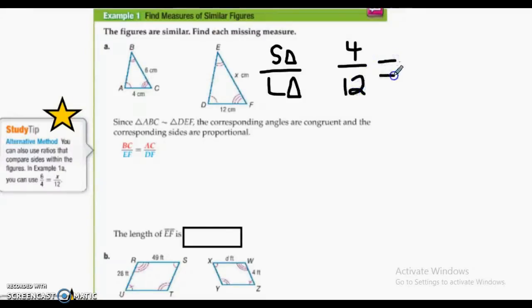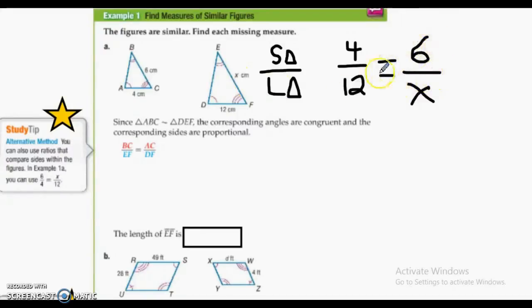And that's going to equal any other sides that correspond. Well, AB corresponds to ED, but I don't have any numbers there, so I don't need that one. BC matches up with EF. Well, that means 6 matches up with X. And I have to put the 6 on top because I put the 4 on top of the 12, so I went small triangle over large triangle. I have to stay consistent. If you flip them, you're not going to get the correct answer.